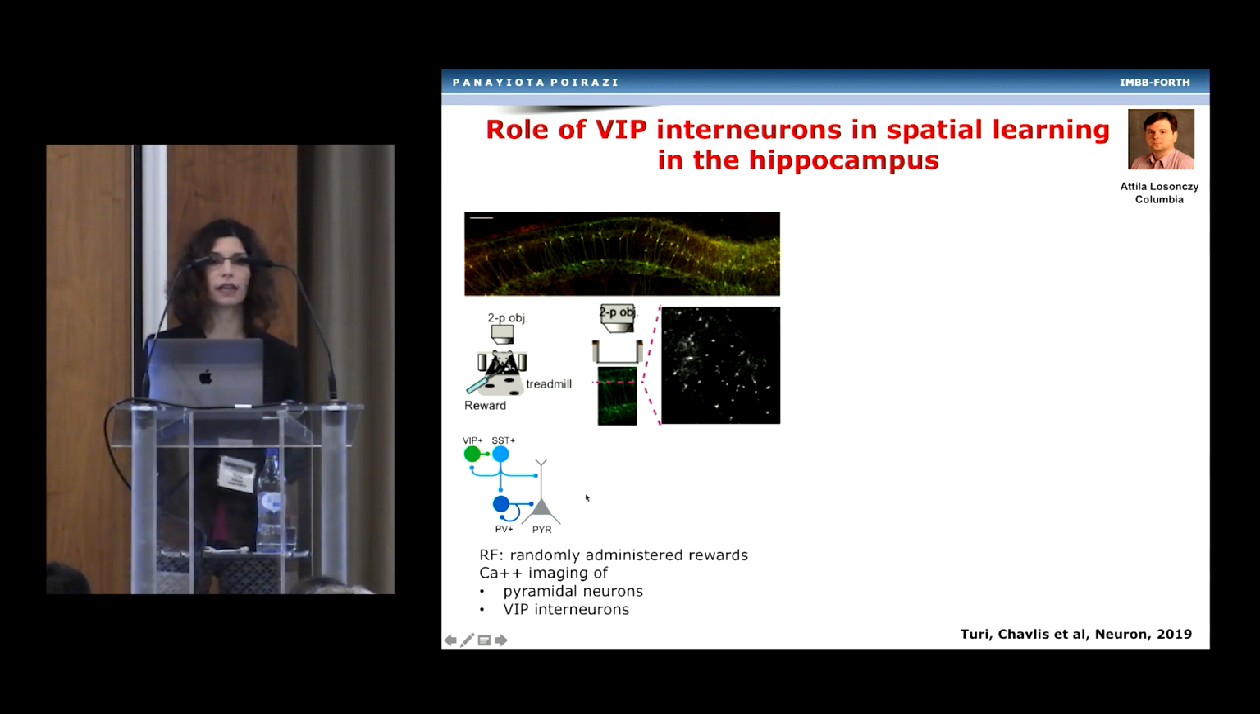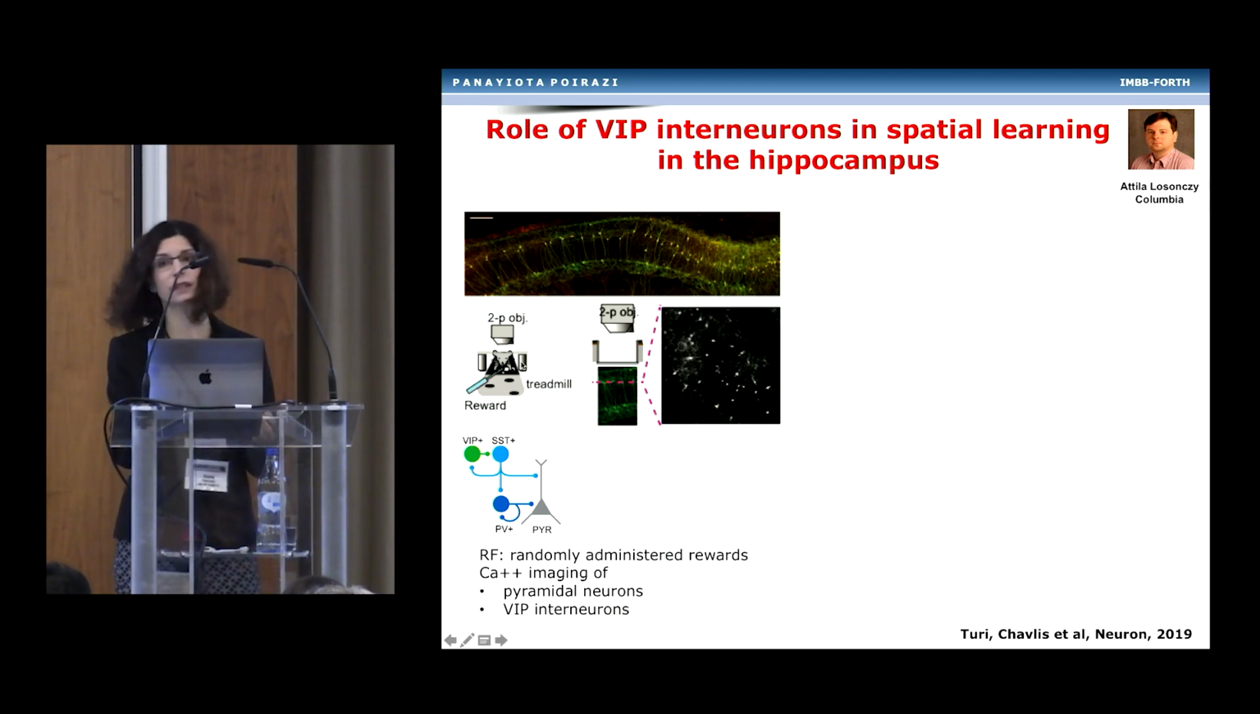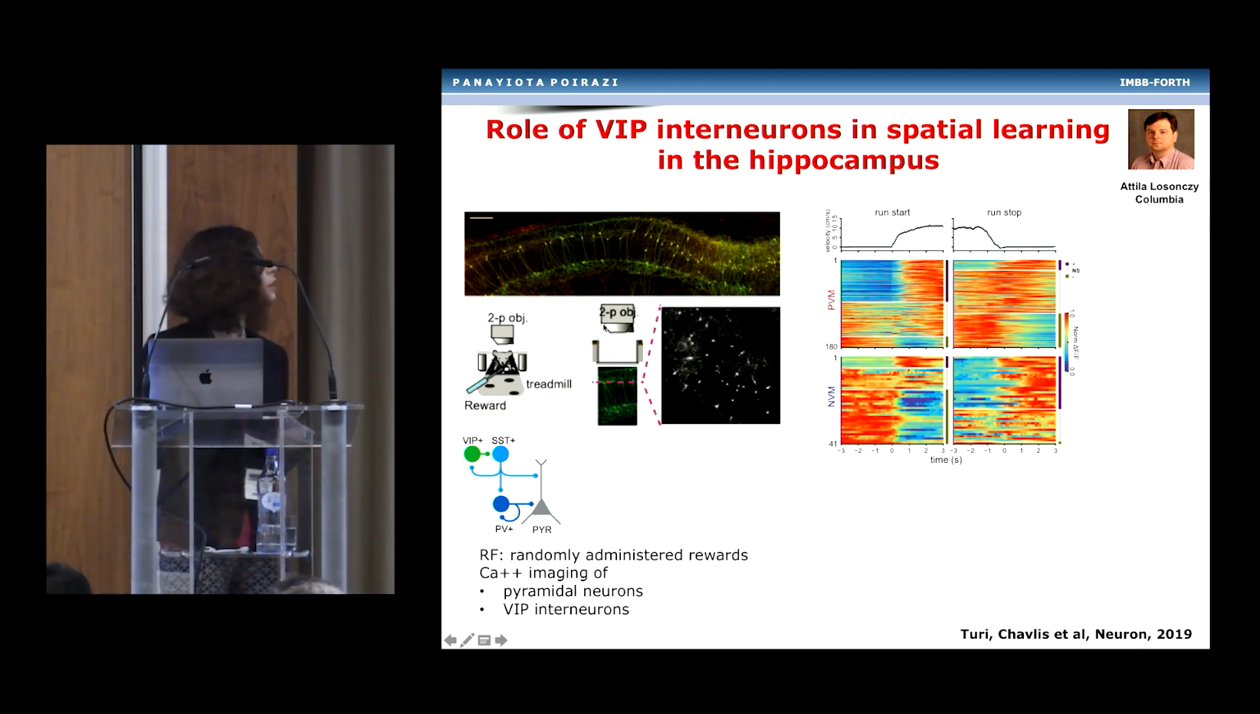So the question that Attila and I were mostly interested in is to understand how these cells contribute to spatial learning. To do this, Attila trained mice to run down a treadmill with various features. He placed rewards at various locations, and he imaged the activity of both pyramidal neurons and VIP interneurons during learning. And he found out that these interneurons come in two flavors. So their activity is modulated with respect to the motion of the animal, and it can be modulated in two ways, in a positive or a negative manner.